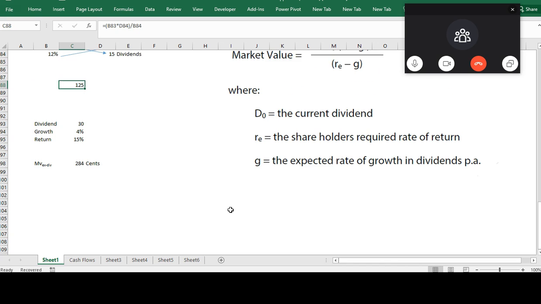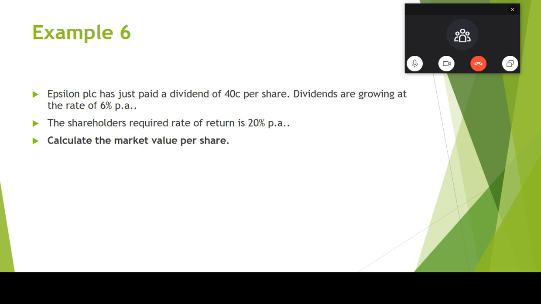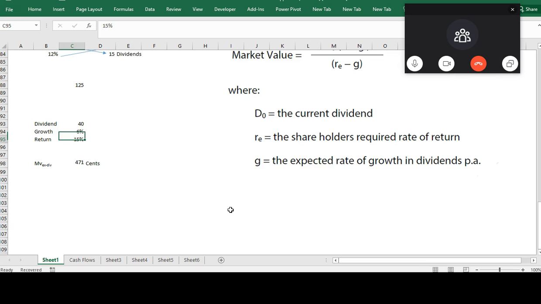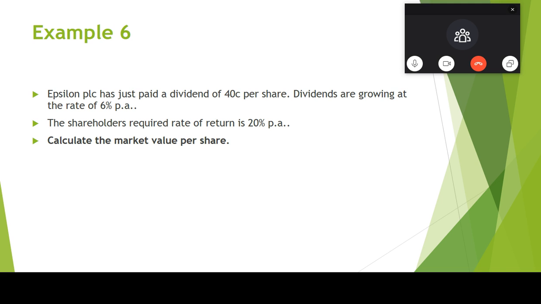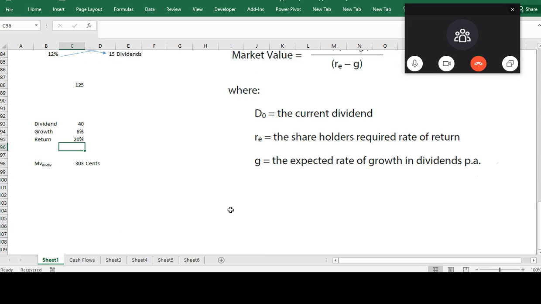So now guys, the dividend was how much? 40. Then the growth 6%. Then the return 20. So I'm finding 303 cents. Okay, that's very good. I hope that is what you all got. Market value ex div.